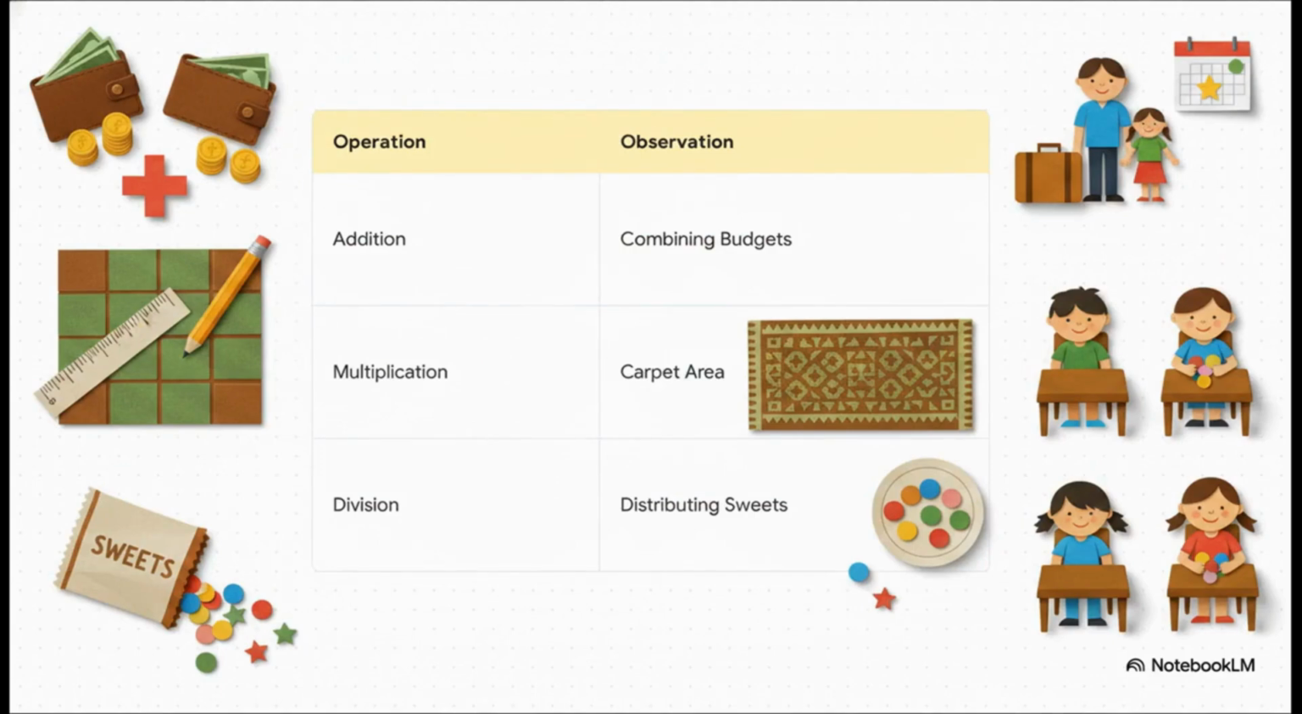And the basic math operations? They translate beautifully too. Addition is really just combining two family budgets for an awesome vacation. Multiplication is calculating how much carpet you need by multiplying the length and width of your room. And division, specifically finding the remainder, is exactly like distributing sweets to a classroom full of kids. The mathematical remainder is quite literally the leftover sweets that just couldn't be shared equally.